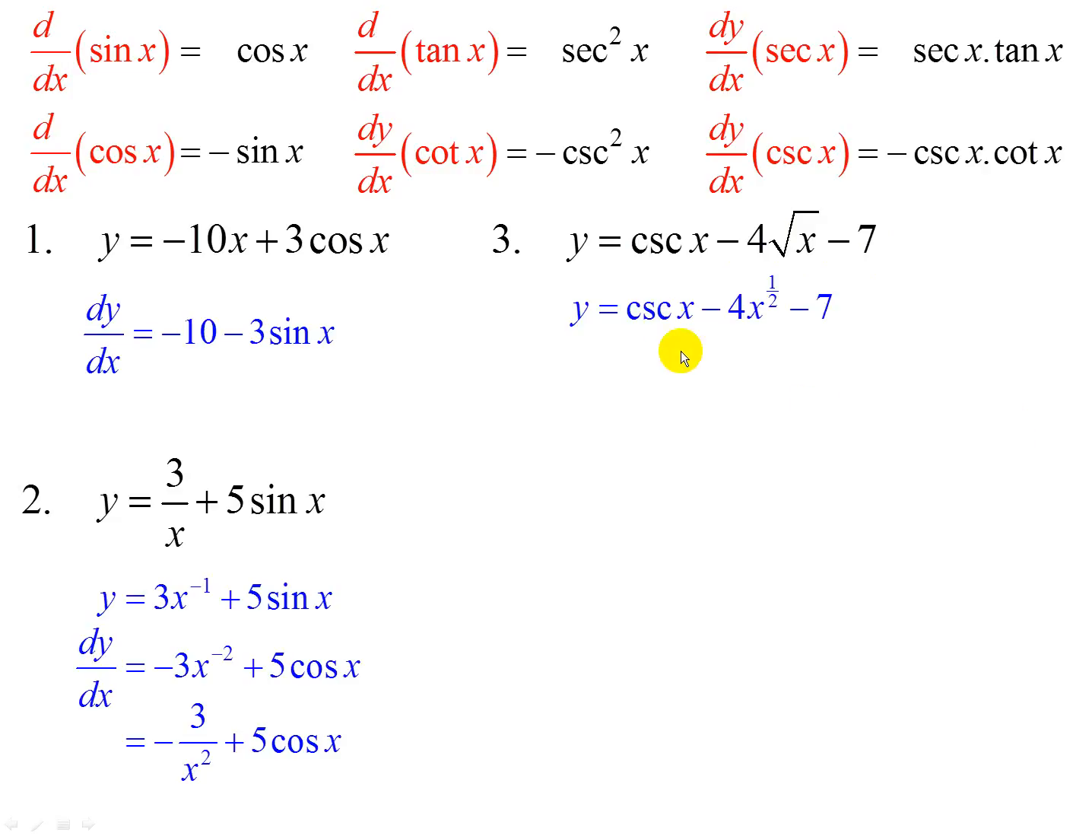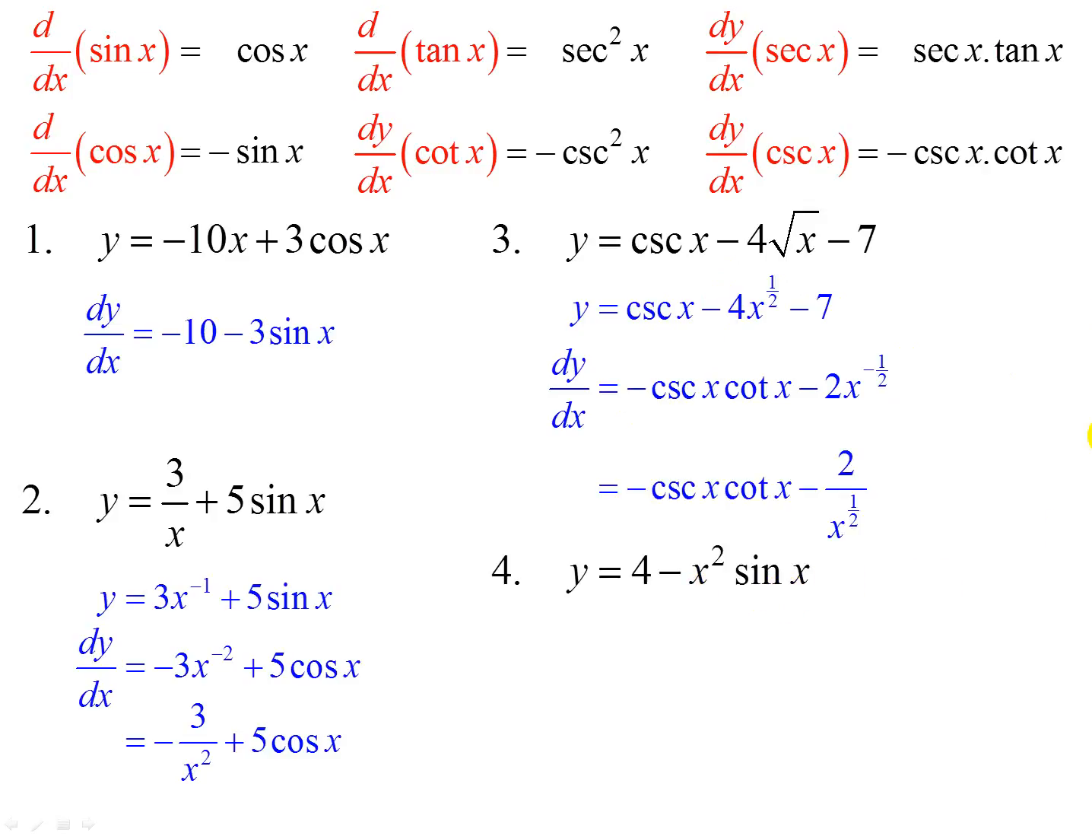Now when we differentiate, that's going to give you your negative cosec cot. That's going to differentiate in the standard fashion, and that's going to go. So we're going to end up with negative cosec cot for the cosec, minus 2x to the minus half, which we then write back with a positive exponent.